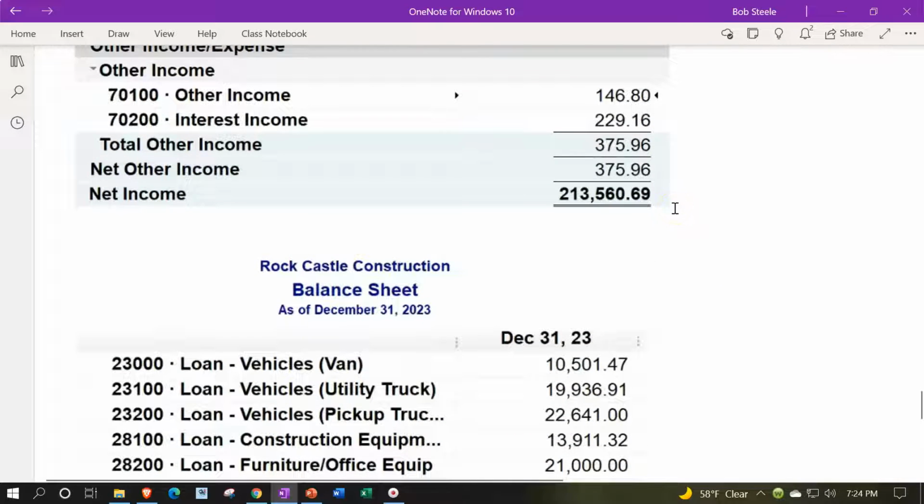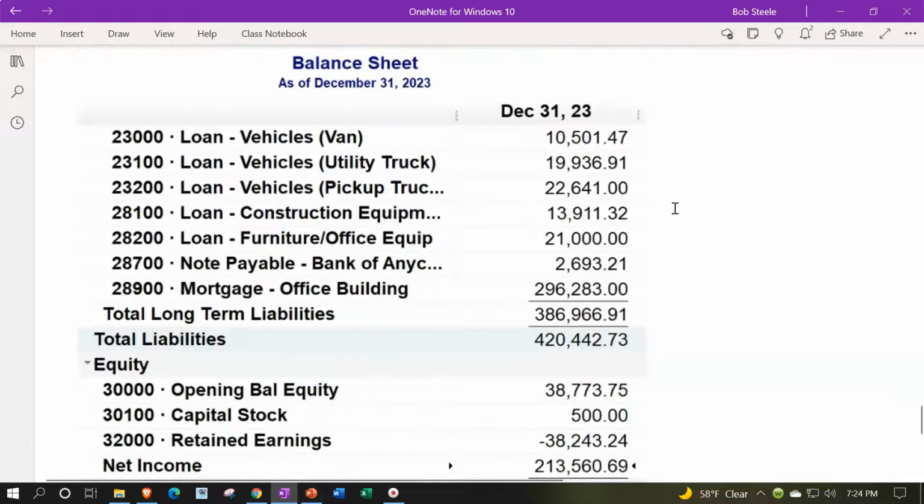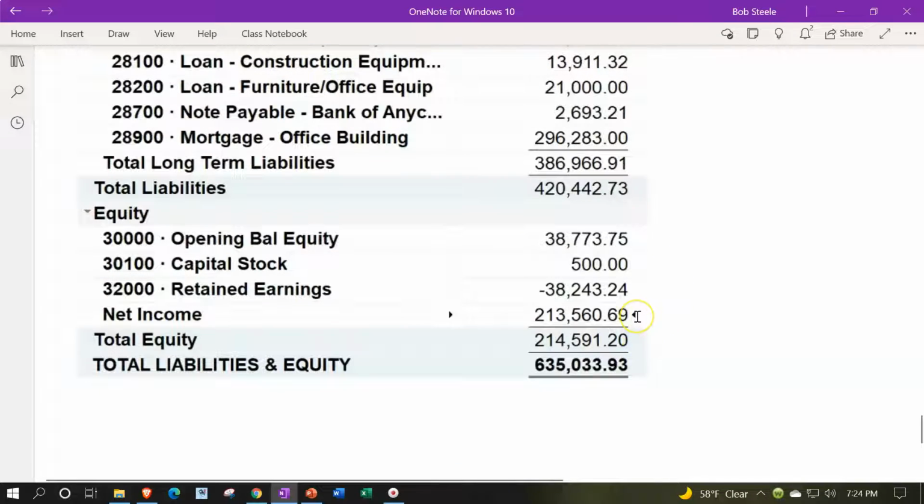This total net income, the $213,560.69, will also be found on the balance sheet in the equity section. Not a traditional thing to do for normal financial accounting, but it does give you an idea of how the income statement fits into the balance sheet, how the balance sheet and the income statement are really one whole thing that constitute, in essence, the double entry accounting system.